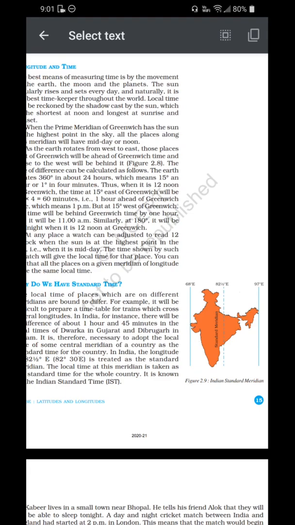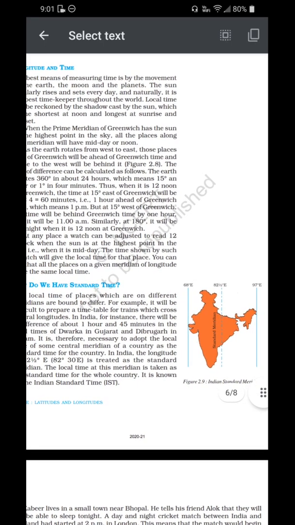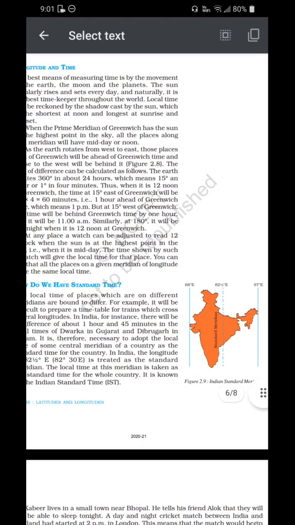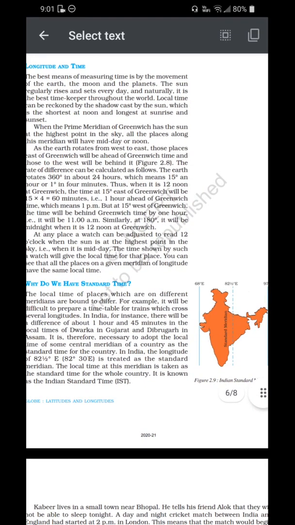Longitude and time. The best means of measuring time is by the movement of the earth, the moon, and the planets. The sun regularly rises and sets every day, and naturally, it is the best timekeeper throughout the world. Local time can be reckoned by the shadow cast by the sun, which is the shortest at noon and longest at sunrise and sunset.